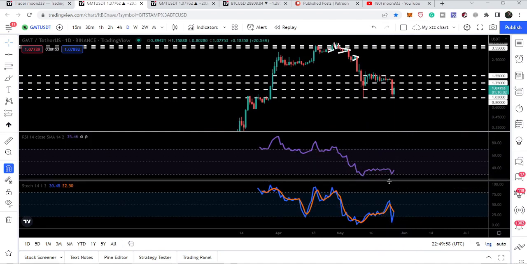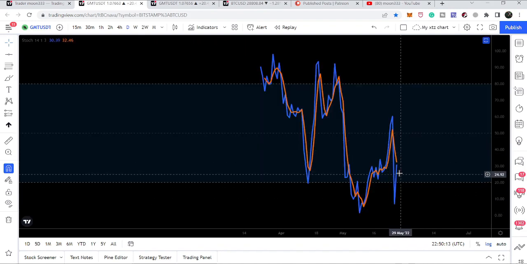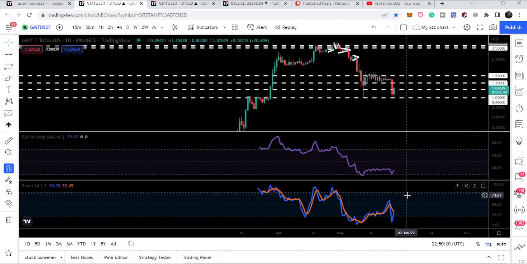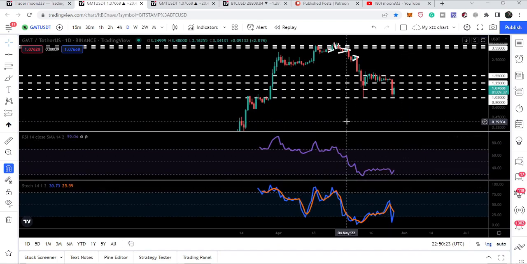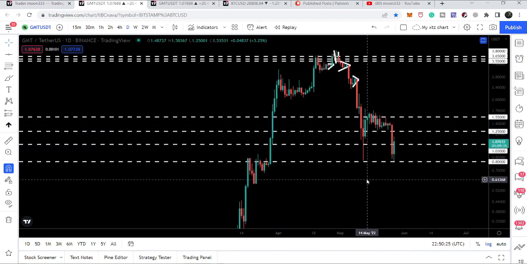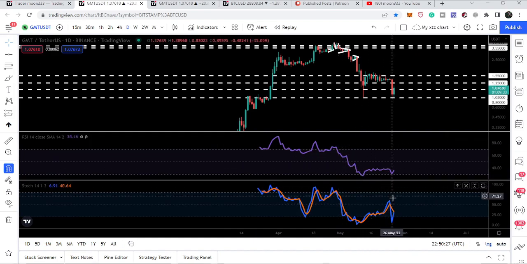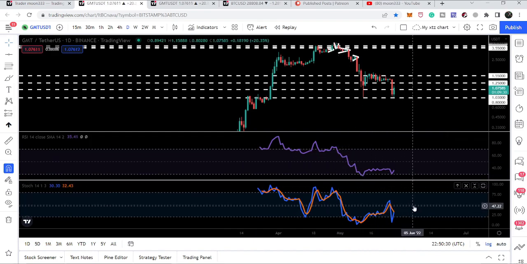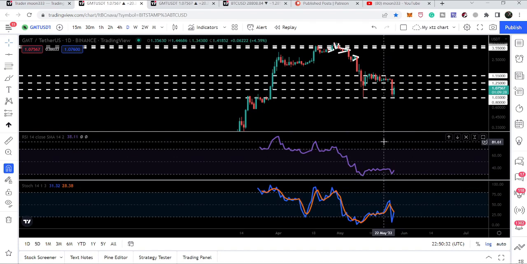RSI is also showing us that the market of GMT was oversold here, and oversold again here, and the stochastic was oversold here, and now once again stochastic has entered the oversold zone, and soon we are going to receive a bull cross or buying signal from the stochastic. Like this blue line is going to cross up this orange line, that will be the buying signal from the stochastic. And especially when we are having such strong supports, and stochastic has already entered the oversold zone, then such buying signals by the stochastic oscillator can be important.